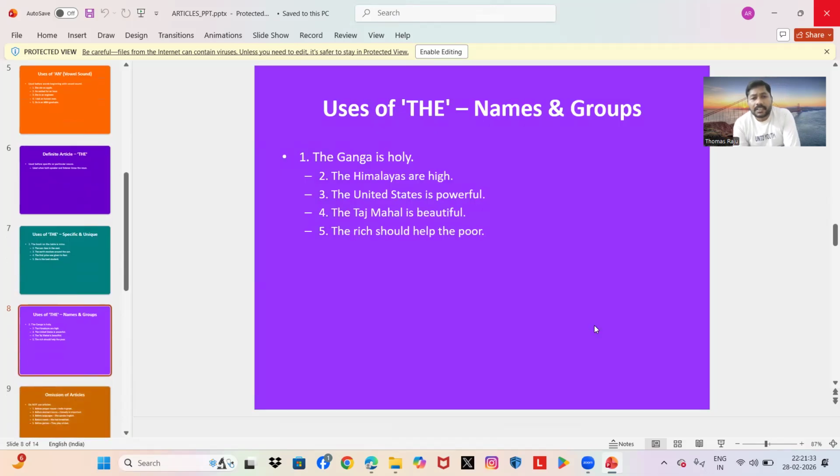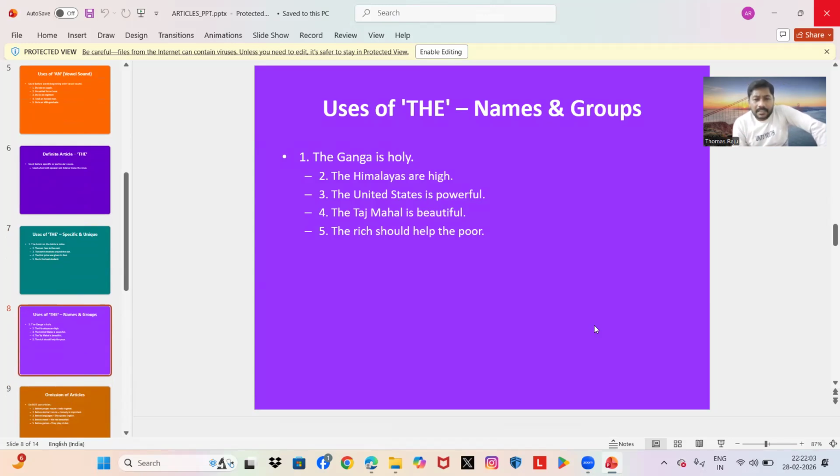Uses of the: names and groups. The Ganga is holy. So this definite article the is used before the names of rivers: the Ganga, the Godavari, the Krishna. We use the definite article before names of rivers. What else? The Himalayas are high. Before the names of mountain ranges we use the definite article the: the Himalayas, the Karakoram. So like that.